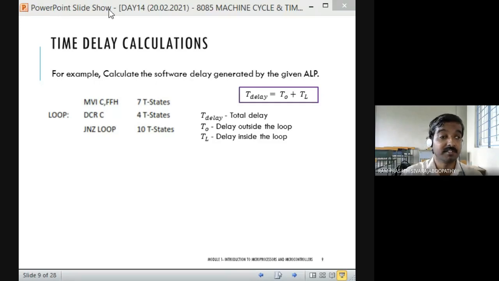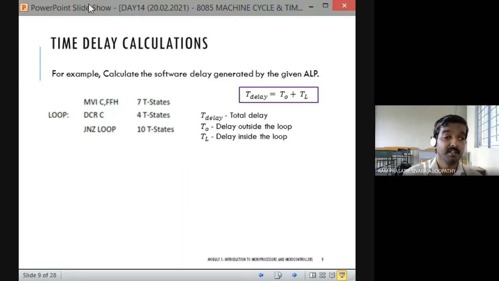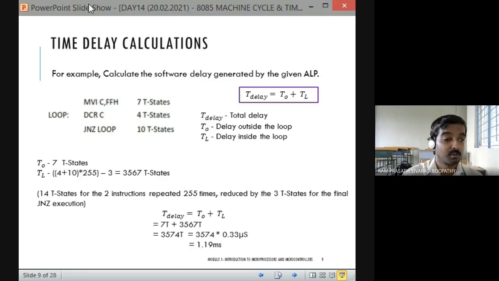So the first instruction executes only one time. How many times will the second and third instructions execute? Based upon the count given in the C register. Is it correct or not? Did you understand? Yes, fine. Okay, now getting into the values. So T0 is equal to 7 T states.